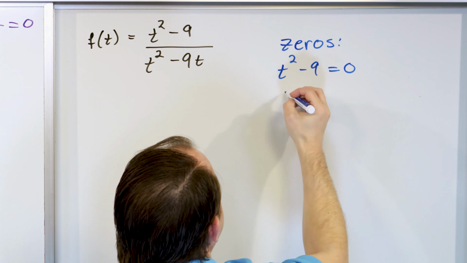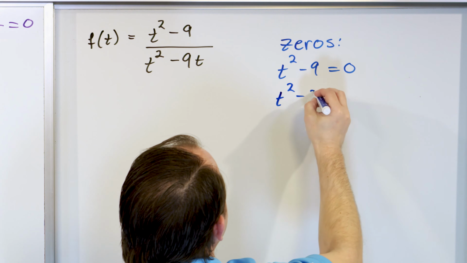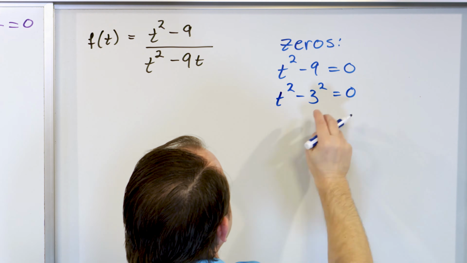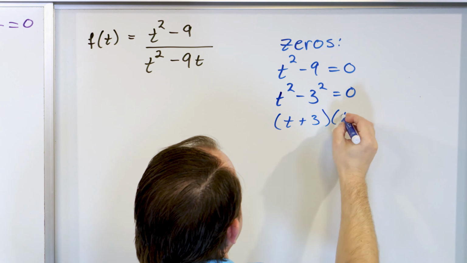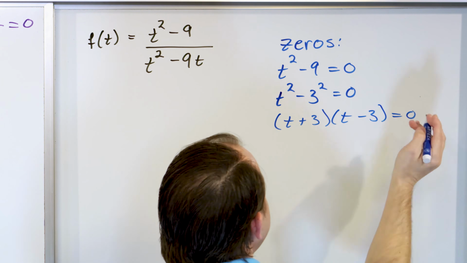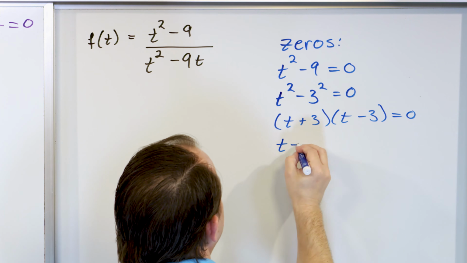So we know we can factor this because this is the difference of two squares. If you don't believe me, write this as 3 squared. Difference of two squares will be t plus 3, t minus 3, equals 0. And that means either one of these can be equal to 0.